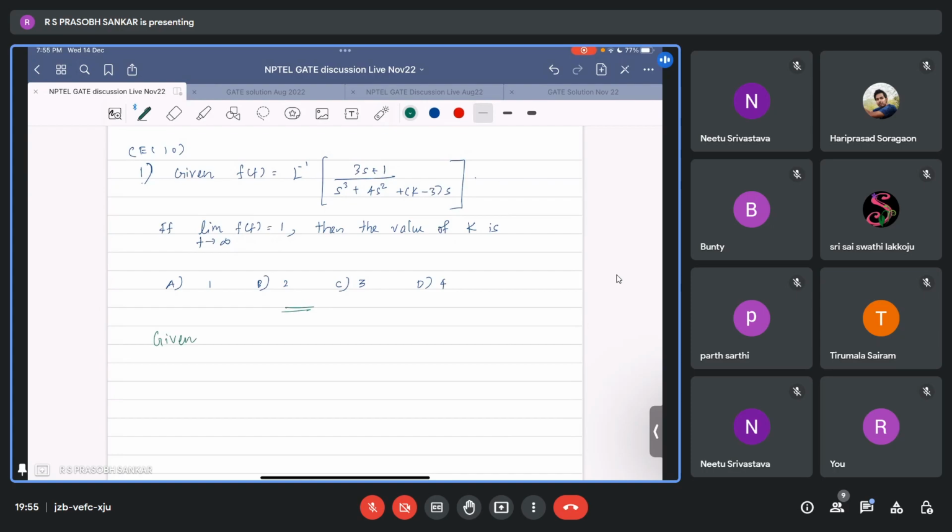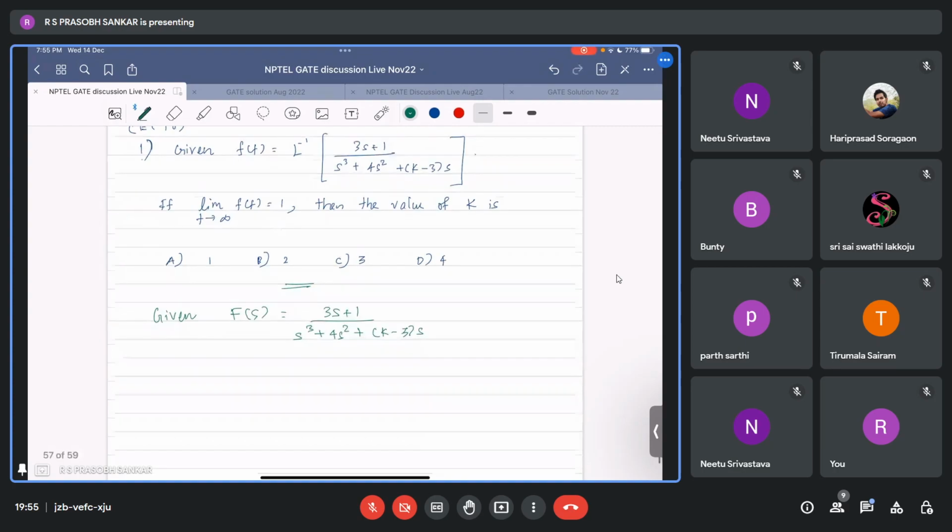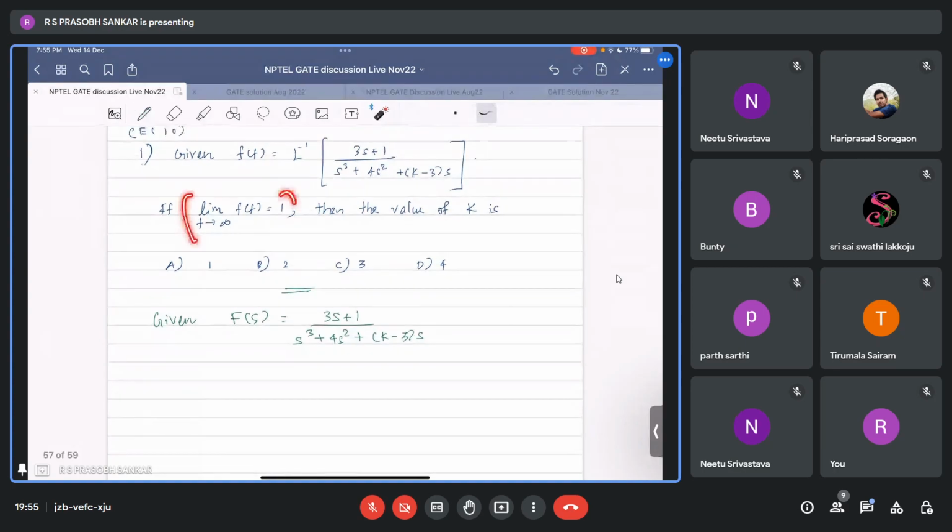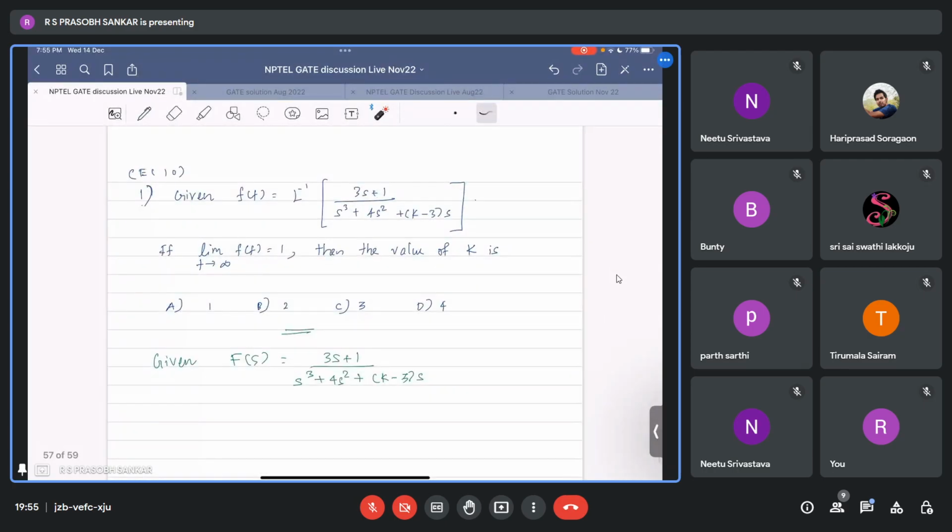Given f of t is like this, let us call this thing f of s. Given f of s is (3s plus 1) by (s cube plus 4s square plus (k minus 3)s). Now, the limit of t going to infinity of f of t is 1. We need to find what is k. Question is fine, no?